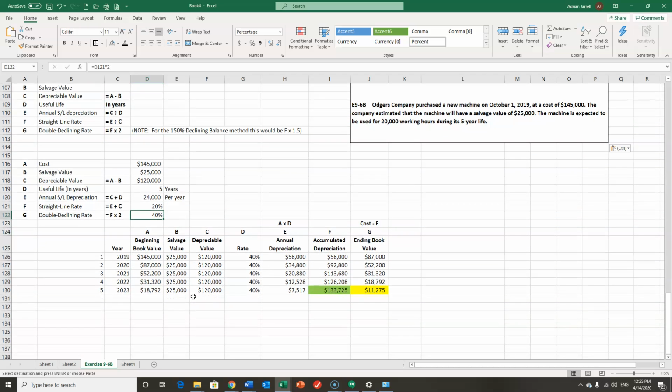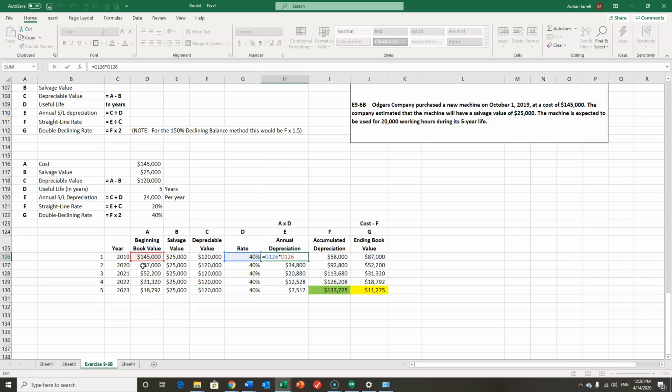So here's our depreciation schedule. We start out with the beginning book value, which is equal to the cost, salvage value, depreciable value, the rate. Then we get to annual depreciation. You notice it says A times D, the beginning book value times D. We're not looking at depreciable value. We're looking at the beginning book value times the rate.